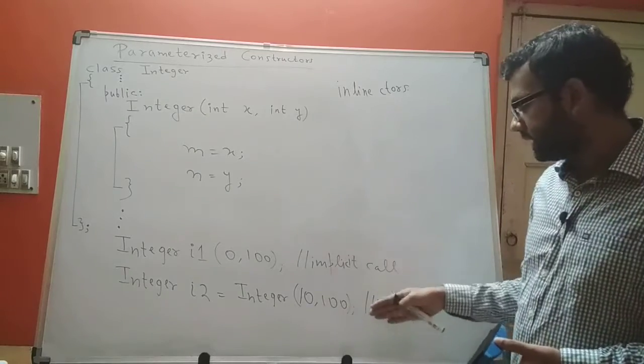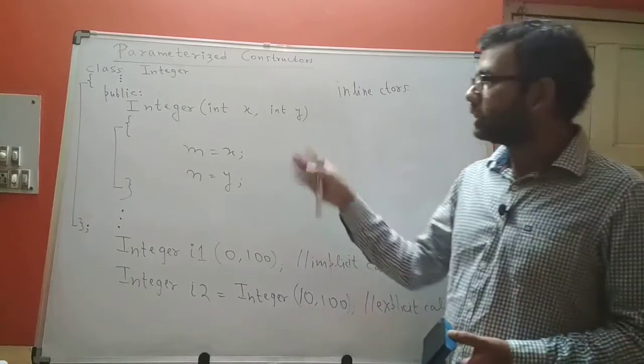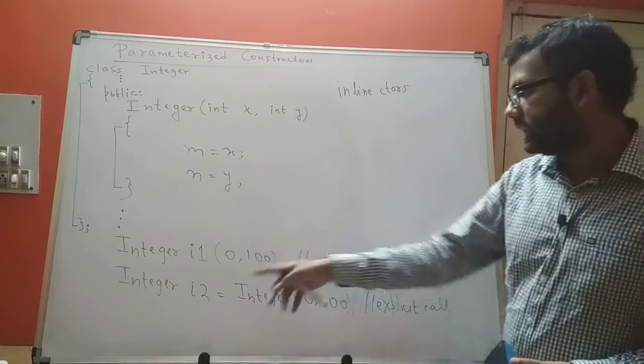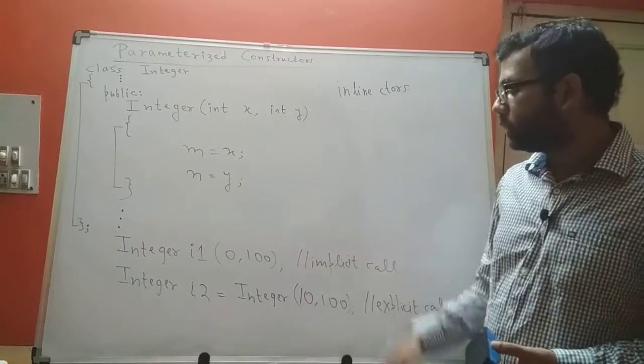See, both these cases will invoke the parameterized constructor automatically. But what is the difference? You can see the difference in the syntax. Now, which one would you go for?